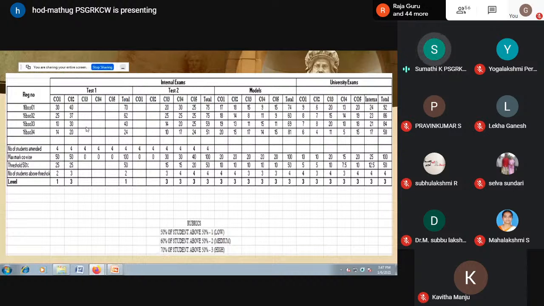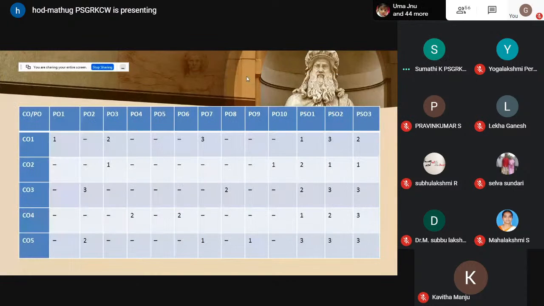So like that, I will be giving marks throughout. So the level of this is assigned based on the second rubric. So this slide shows what is expected.